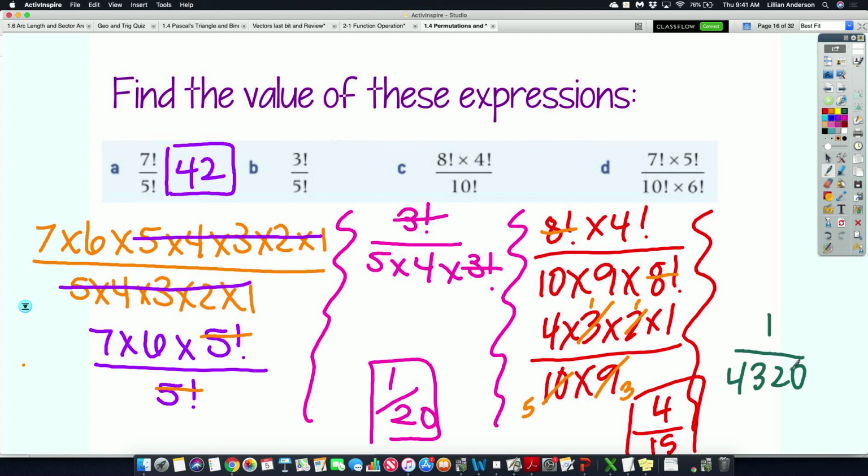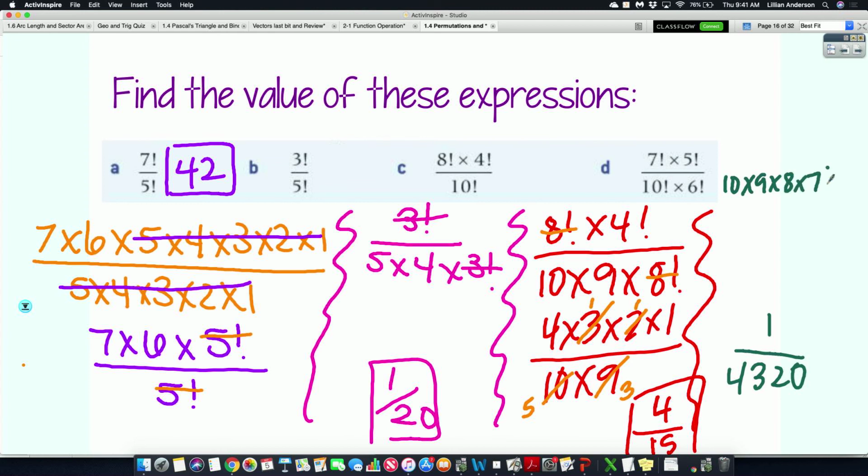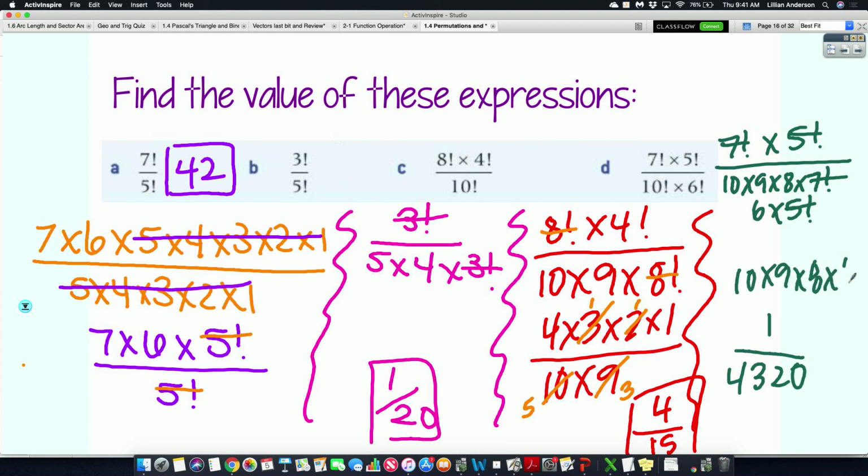Because the 7 factorial is going to cancel out with the 7 factorial if you expand the 10. And then the 5 factorial is going to cancel out when you expand the 6. So these go and those go. So you're just left with 10 times 9 times 8 times 6, all of that underneath 1. Okay?